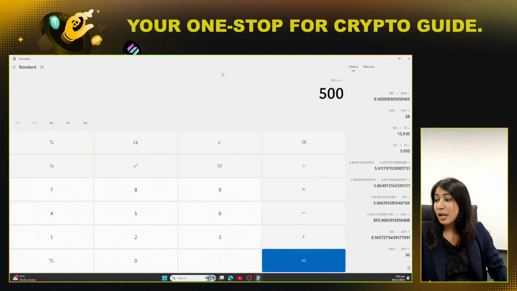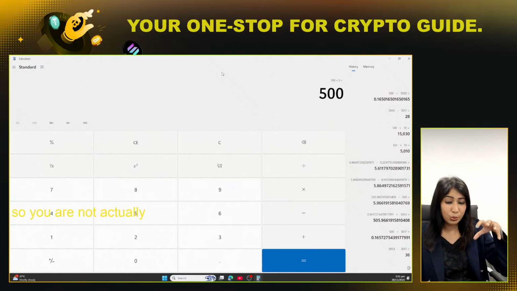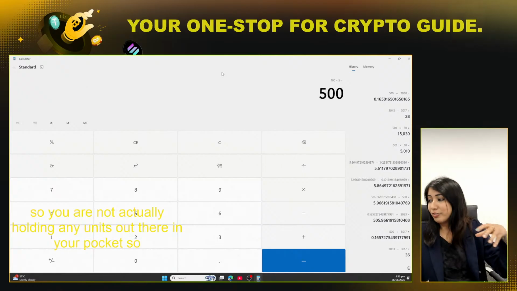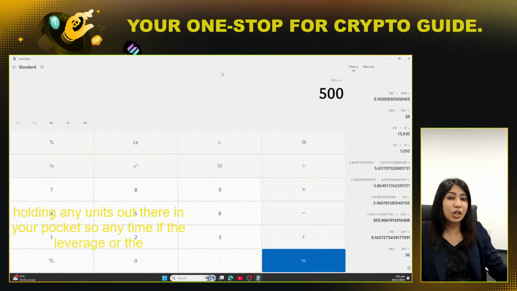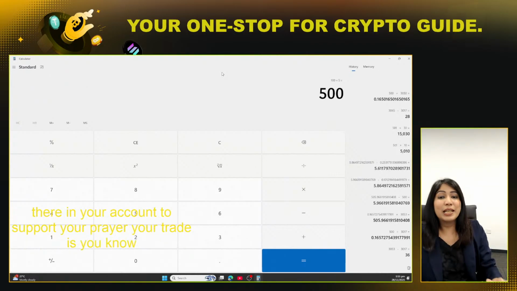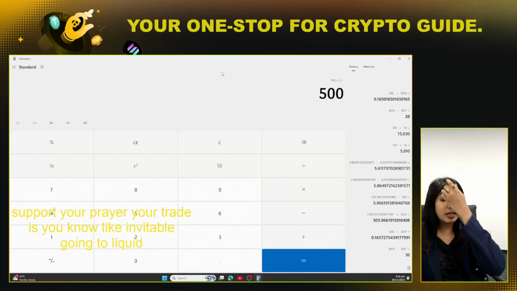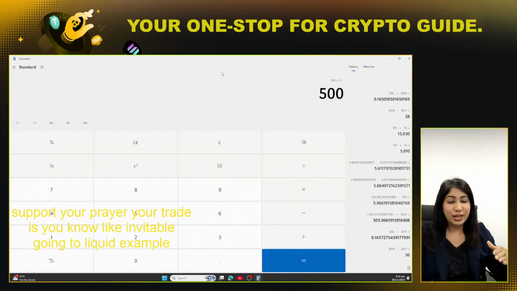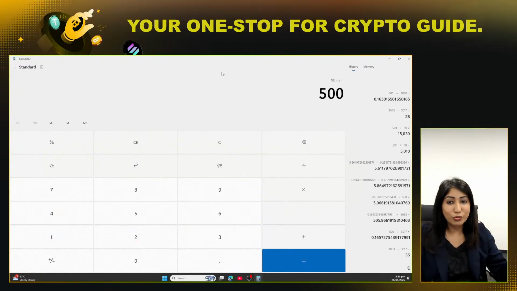So that's a major difference. Because in futures, you're not buying the real exact units, you're buying the contracts out here. So you are not actually holding any units in your pocket. So anytime the leverage or the margin is not there in your account to support your trade, your trade is inevitably going to liquidate. Which means, for example, you're taking a buy trade, but the market, instead of moving up, completely went down, in the opposite direction. What happens in that scenario is your position is going to liquidate.